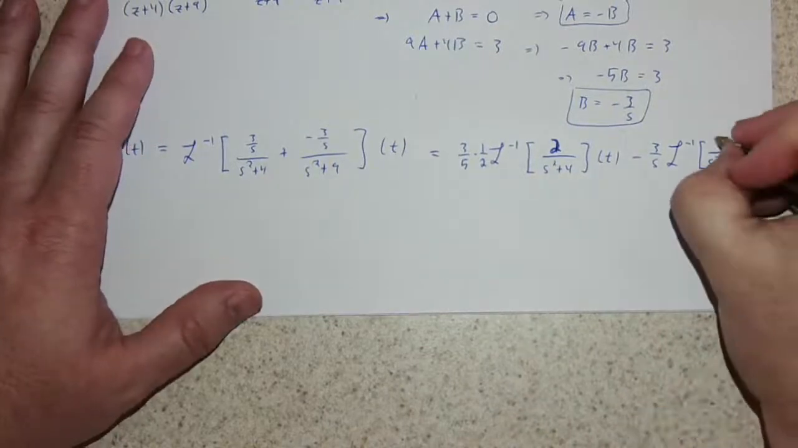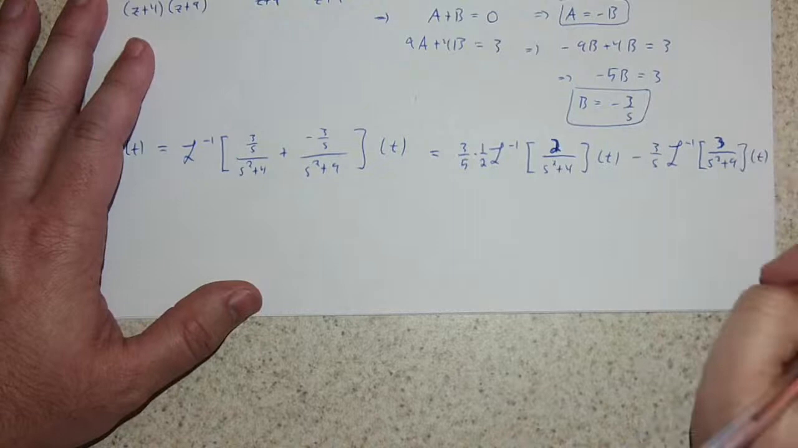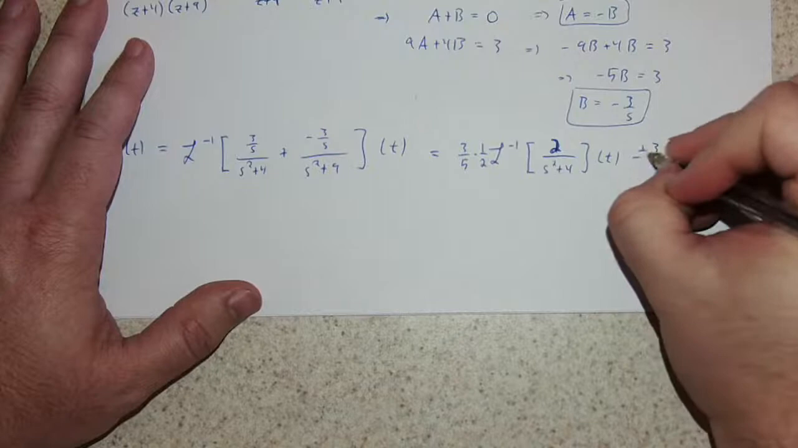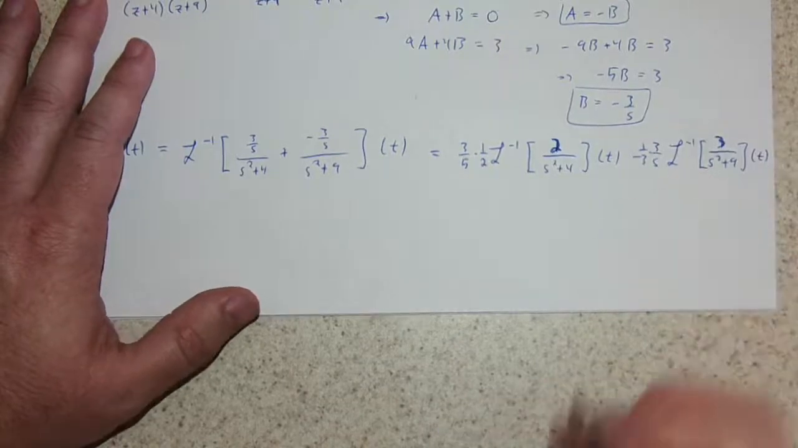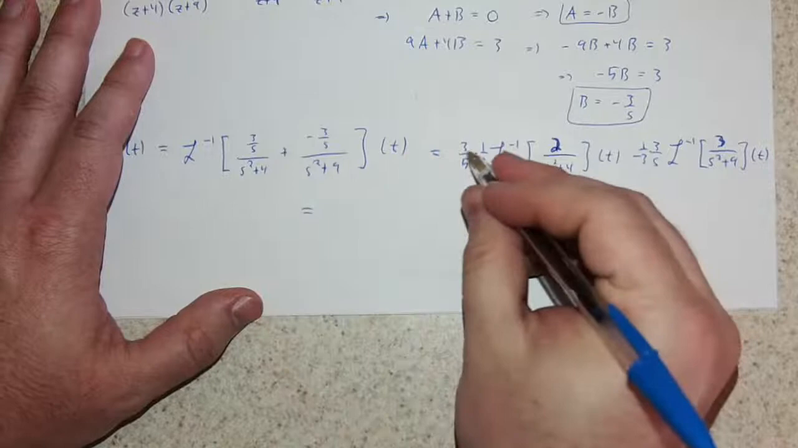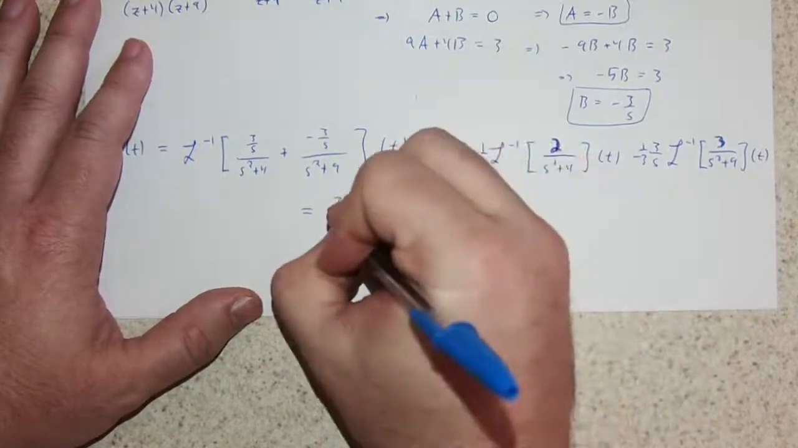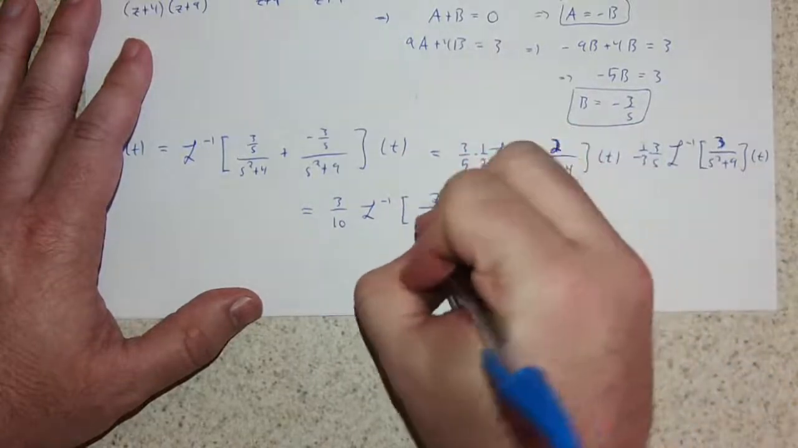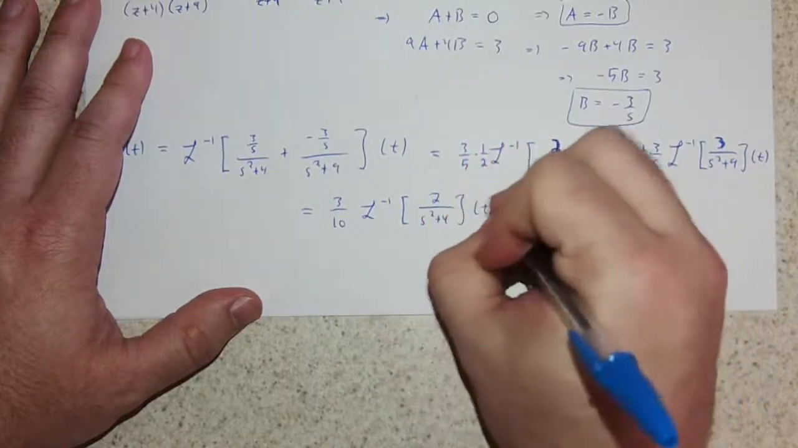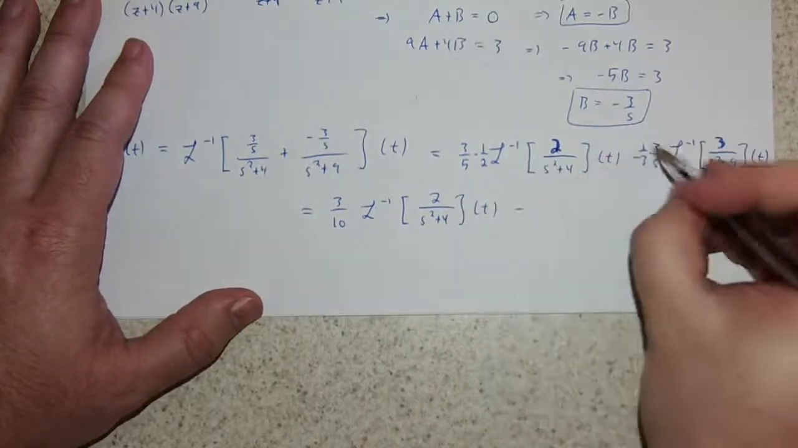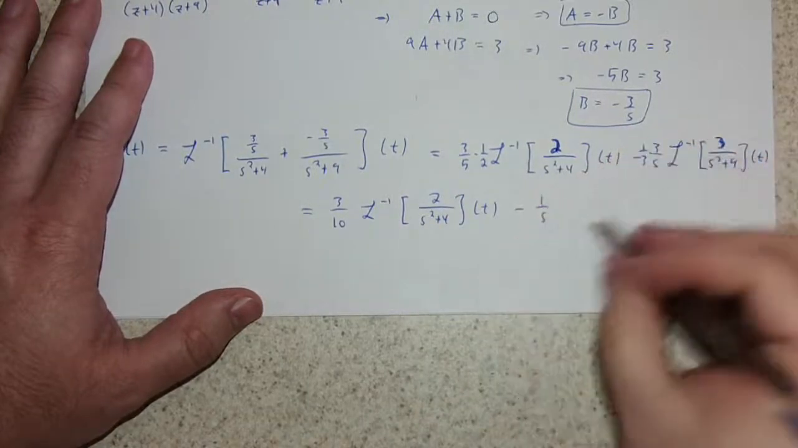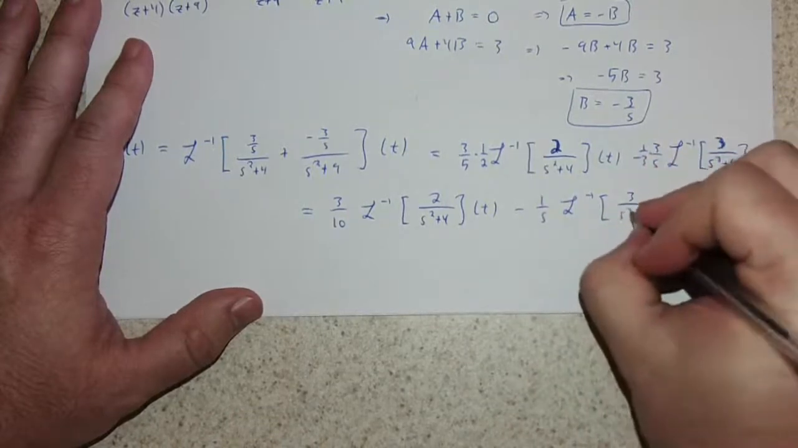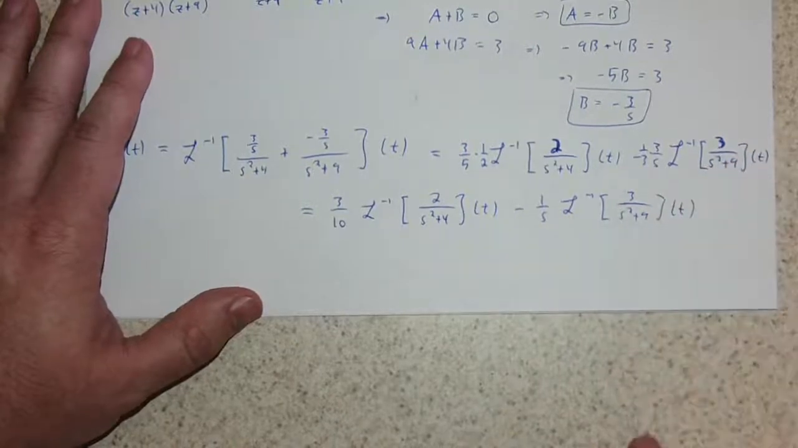Let's do the same thing here. I want that to be a 3. So there it's a 3, but I can't just do that. I would have to multiply this on the outside by 1/3. So simplifying, this gives me 3 over 10 times the inverse Laplace transform of 2 over s squared plus 4 of t, minus 1/3 times 3/5 is minus 1/5. So this is minus 1/5 inverse Laplace transform of 3 over s squared plus 9 of t.